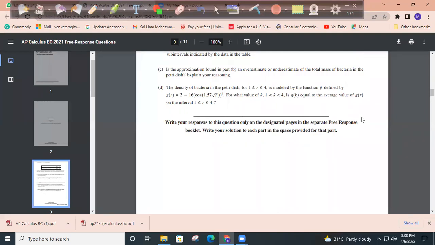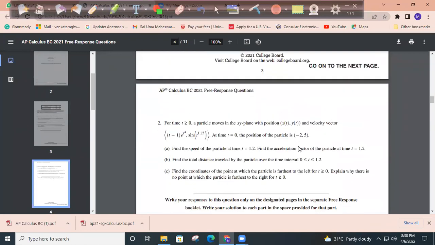Once I say average value of a function f of x, you need to keep that in mind. You need to keep in mind what is right Riemann sum, left Riemann sum, and what is underestimate and overestimate. And please do write this: since the function is increasing, you cannot just say from the graph it is, they'll not give marks. Since the function is increasing, and since we are using the right Riemann sum, we get an overestimate. Perfect. Now let me solve question number 2.